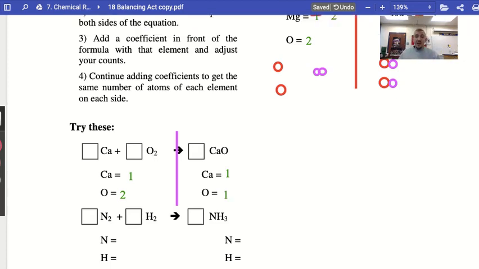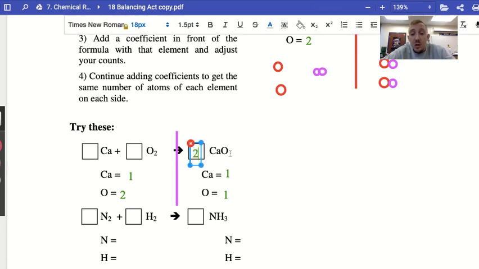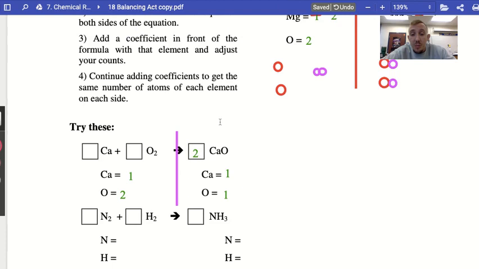So this kind of looks like the problem that we just did up top. Well, calcium is all right, the left side and the right side equal. But on the right side, for oxygen, I have 1 less oxygen, which I can't have. So the question is what can I multiply this 1 by to get it to 2? Well, that is going to be the answer to your coefficient. And so I'm going to put 2 because 2 times 1 equals 2. And I'm trying to get it to 2 over here.